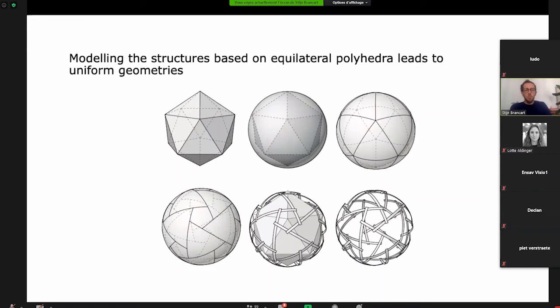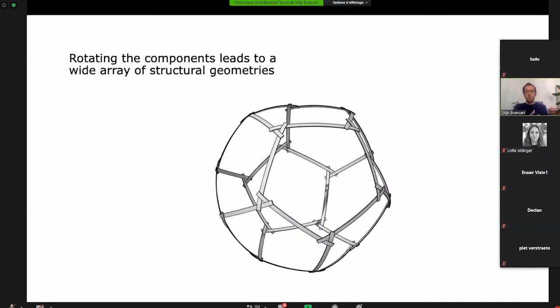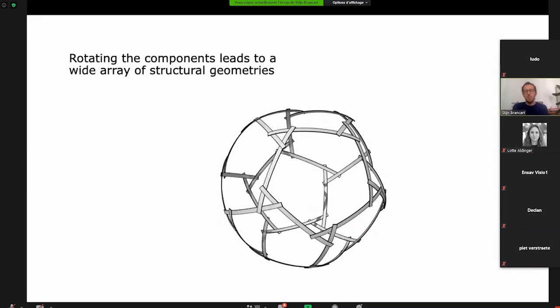So starting from here, a very simple example with an icosahedron, a polyhedral shape, which we then populate with these flexible elements to create this geometric constellation. And we can also go within these polyhedra. If you know a bit about polyhedra, you know that they always have a dual. So you have the icosahedron, but then its dual geometry is a dodecahedron.